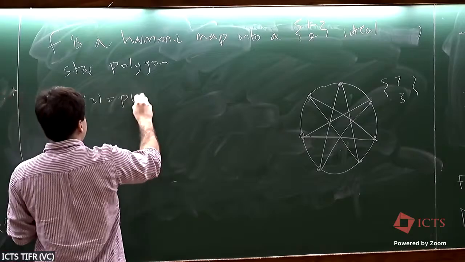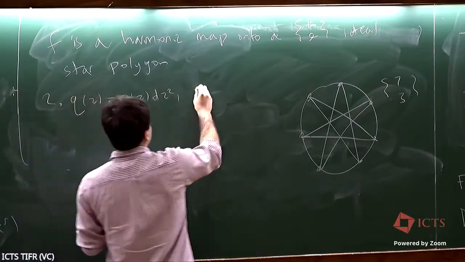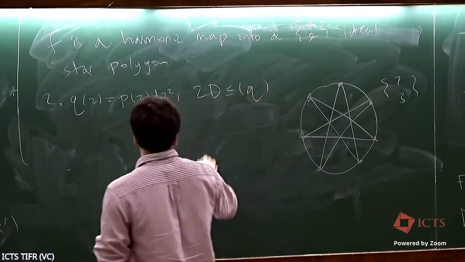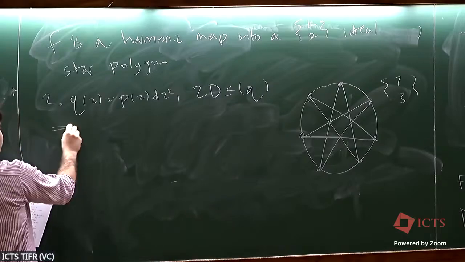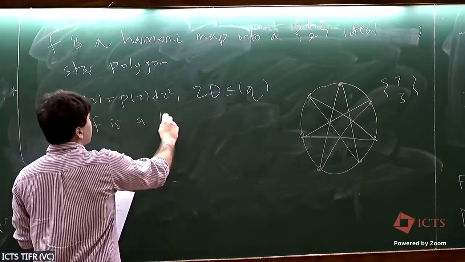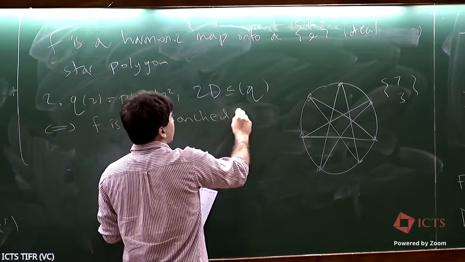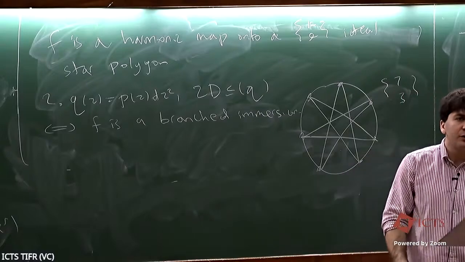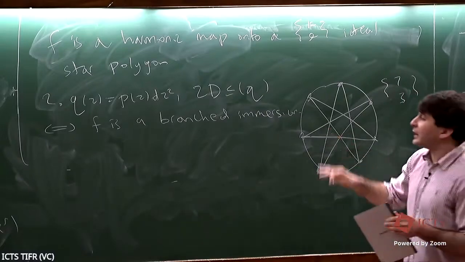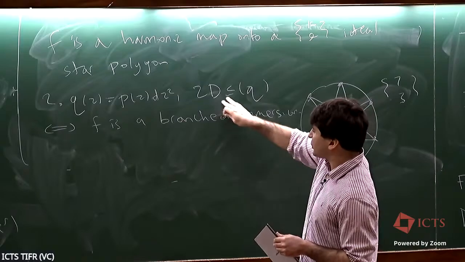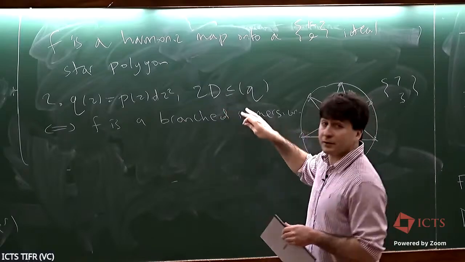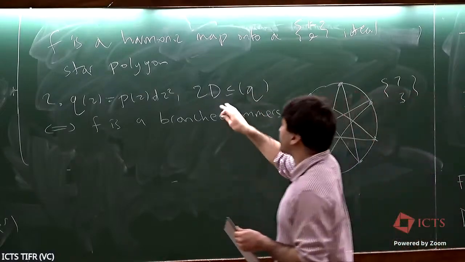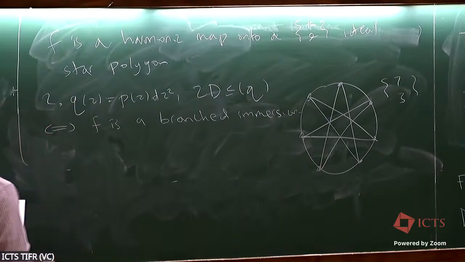So again, QZ is PZ DZ squared. And I'm going to assume 2D, well, the condition is 2D is at most Q. The original condition was D is less than or equal to Q. And so this occurs if and only if F is a branched immersion. So there was a paper of Bradlow, Biswas, Dumitrescu, and Heller, where in a different language, they observed that this condition is necessary for your map to be a branched immersion, and they proved that a stronger condition is sufficient. And so it turns out this holds in general, and for maps from C to H2.